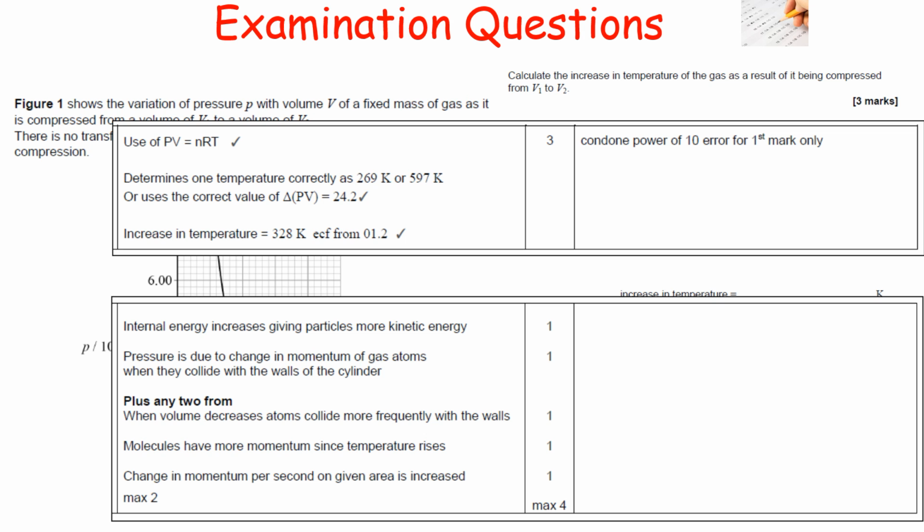Now, why would you have a greater change in momentum at an increased temperature, which leads to an increased kinetic energy of the gas particles? Well, there'll be firstly a greater frequency of collisions of the gas particles with the side of the cylinder, and also the gas particles themselves will have a greater momentum because they've got a higher velocity, so therefore the change in momentum for each collision is also going to be greater.